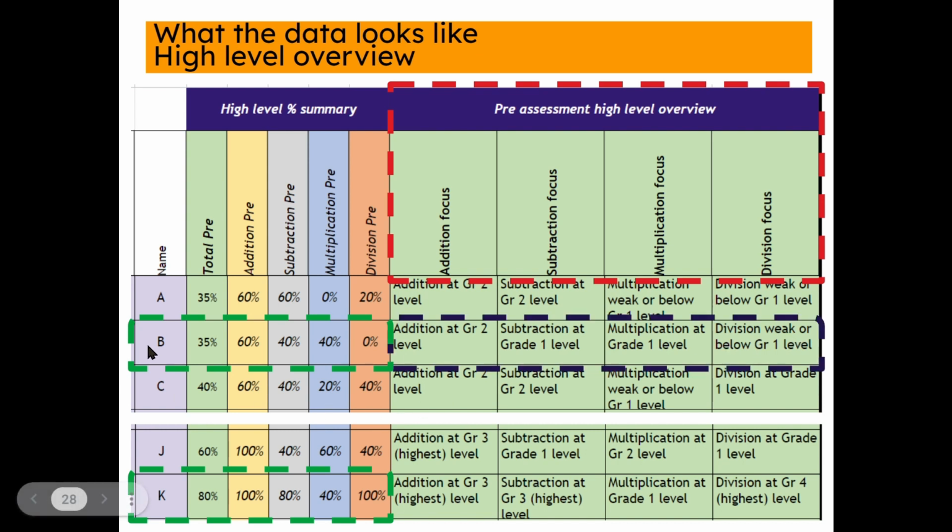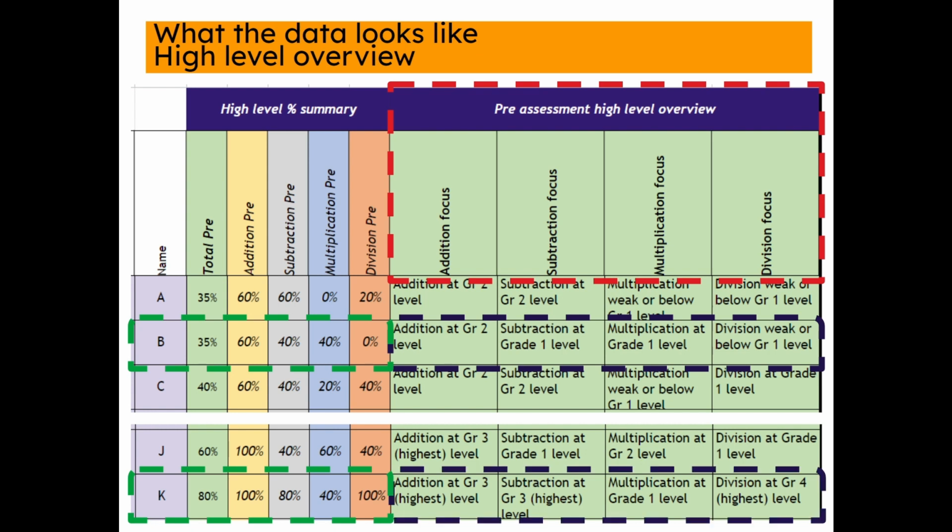Okay, so we've got the child, we've got their overall score, we've got their scores for each operation, and then this tells us roughly, based on the combination of the questions they've answered, where they're at.